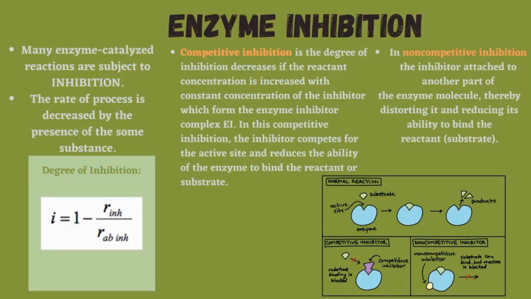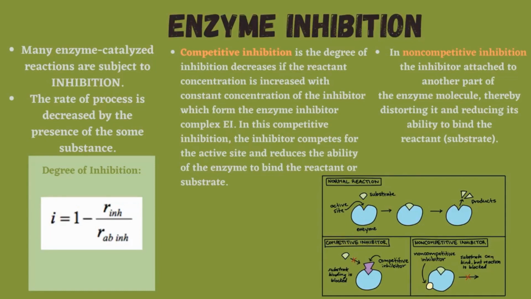Enzyme inhibition. Many enzyme-catalyzed reactions are subject to inhibition. The rate of the process is decreased by the presence of some substances. Here is the formula for the degree of inhibition: I is equal to 1 minus R with inhibition over R in the absence of inhibition.